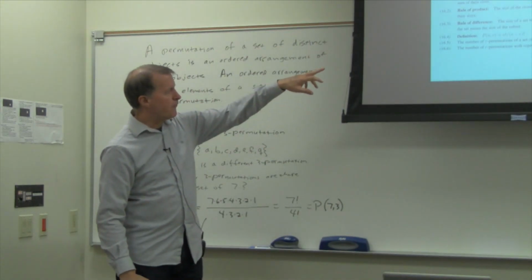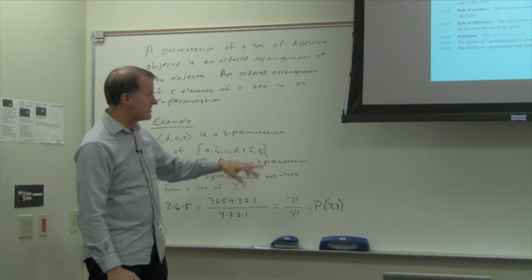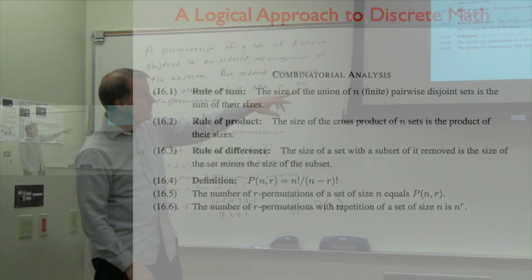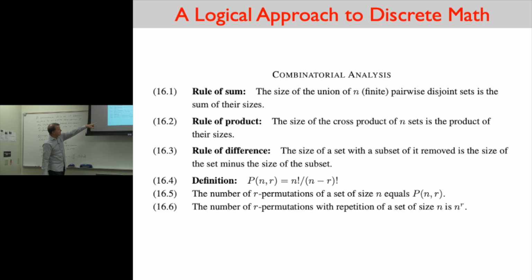So 16.4 is the generalization. What we just illustrated was 16.5: the number of R permutations of a set of size n equals P(n,R). Can you prove 16.5? Okay, now how about 16.6?